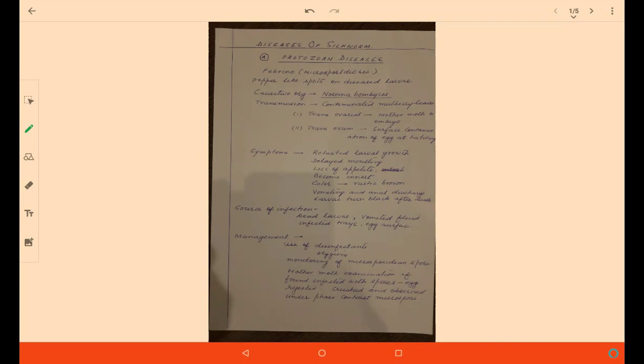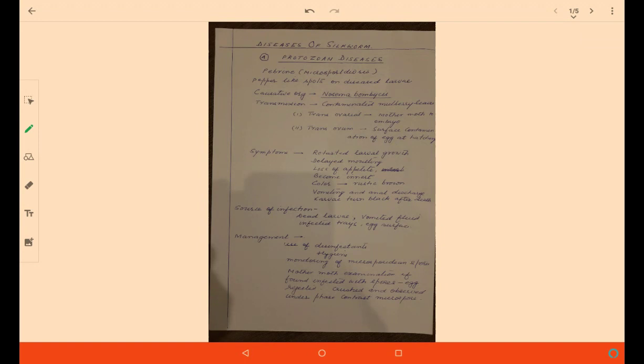Now, what are the symptoms of this Pebrine disease? One is retarded larval growth. The molting gets delayed. There is a loss of appetite. The larva stops feeding and it becomes dormant and inert. The color becomes rustic brown, which is the mark of this disease, and the larva often starts vomiting, and we also come across some anal discharge in the larva, and the larva invariably turns black after death.